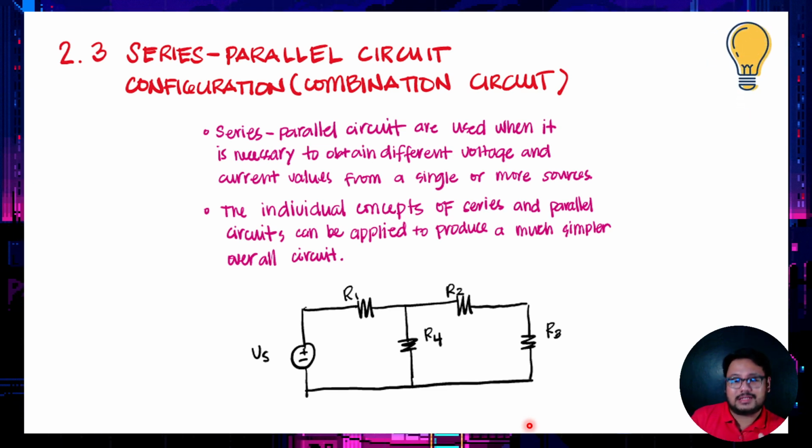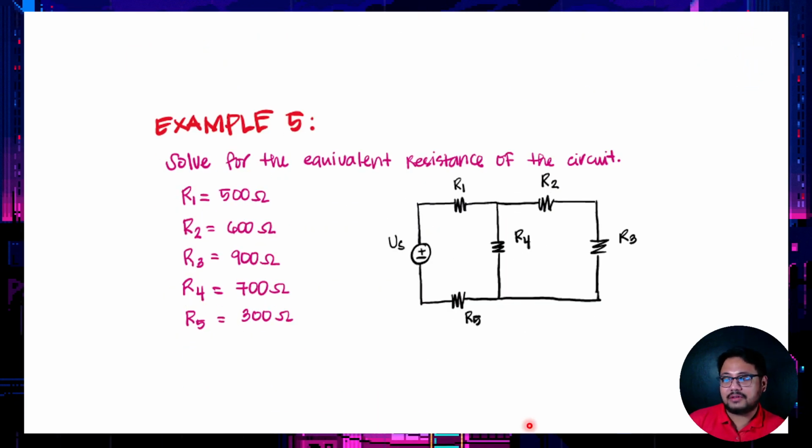So let's go directly to an example. A simple example: solve for the equivalent resistance of the circuit, given that R1 is 500 ohms, R2 600 ohms, R3 900 ohms, R4 700 ohms, and R5 300 ohms. You can see we have your voltage supply here. There's no definite answer if this is a series or parallel circuit, but this is actually a combination circuit. So we have to reduce this circuit in order to get the equivalent resistance. Just like what we did with our series and parallel circuits, in order to get the equivalent resistance, we have to represent our several resistors as one equivalent or one total resistor.